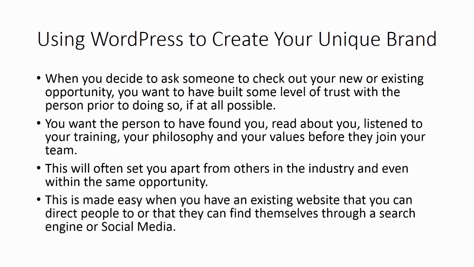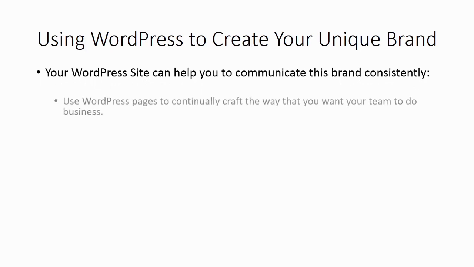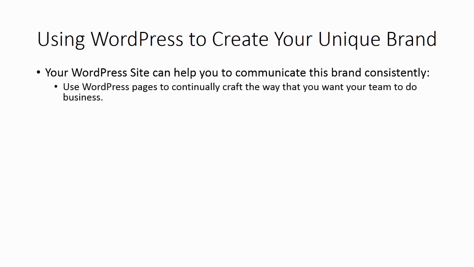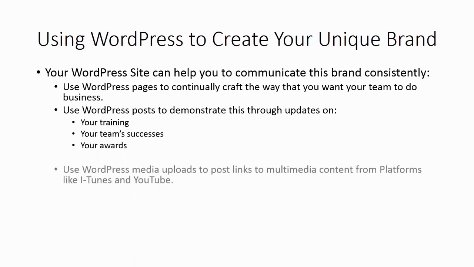Now, this is made easy when you have an existing website that you can direct people to or that they can find themselves through a search engine or through social media. Your WordPress website can help you to communicate this brand consistently. You can use WordPress pages to continually craft the way you want your team to do business. You can use WordPress posts to demonstrate this through updates on your training, your team successes, and your personal awards.